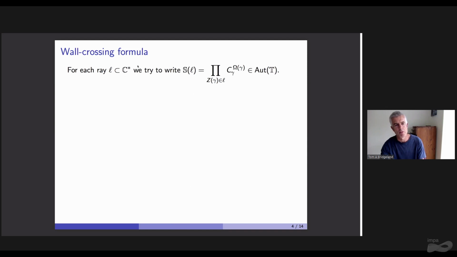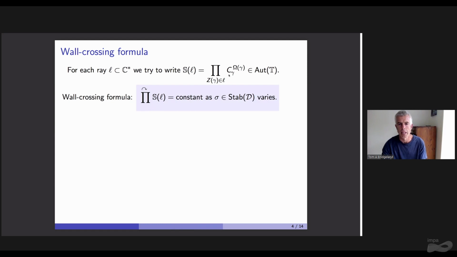So given an array in C star, I need to take some product, some composition of these birational maps composed with themselves. And if this is a negative number, then I mean the inverse of that automorphism. Okay. And then the wall crossing formula is that this clockwise product of these automorphisms of the torus remains constant as the stability condition varies. Okay. So there are some problems with making this rigorous as I've written it, but let me first discuss an example and then let's go back to that.